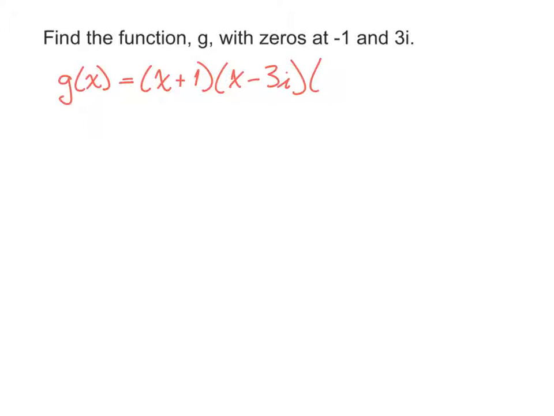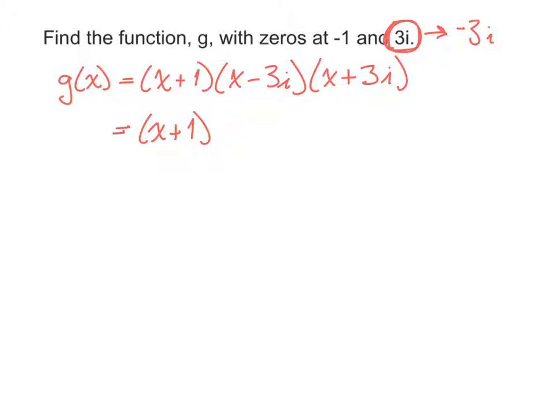The other 0 is going to be -3i, so its factor will be x plus 3i. So anything that's imaginary happens in pairs. If one of them is 3i, the other one is -3i. And now we have to FOIL this out.